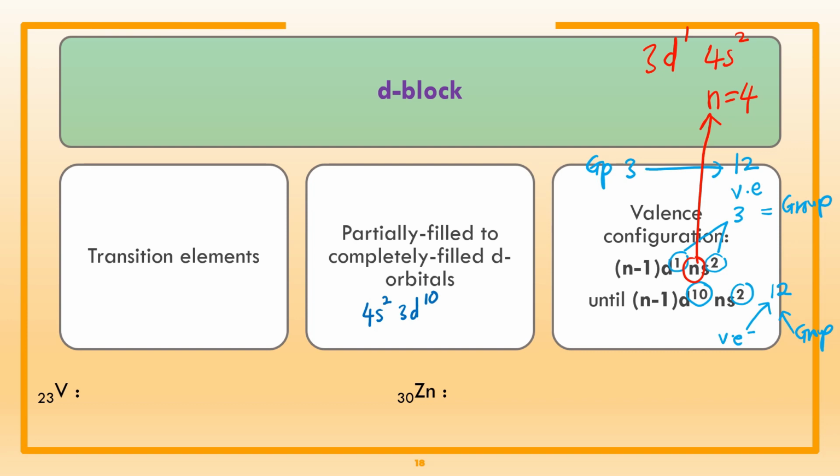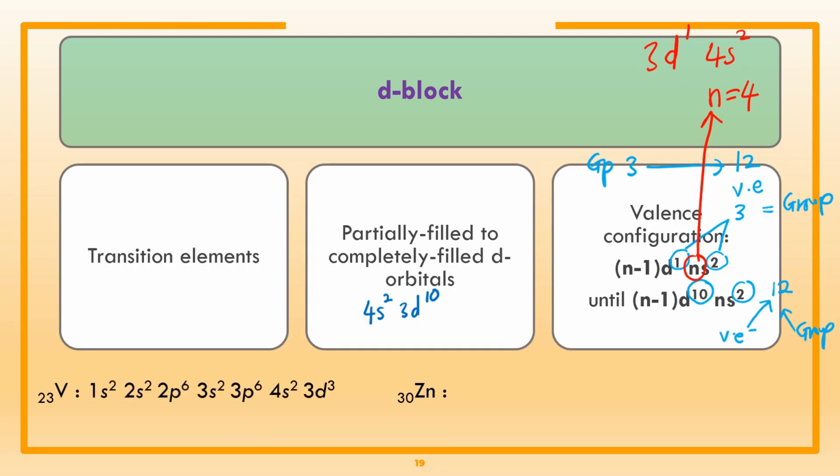Why can we get this configuration? Because when you fill electrons, we fill 4s first. So 4s will be filled first, then later the 3D. So in order to get the number of valence electrons and also the group for a transition metal, we have to consider this valence configuration. So what is the valence configuration for the D block? Remember, (n-1)d and ns. So for this case, it is 3D1 4S2.